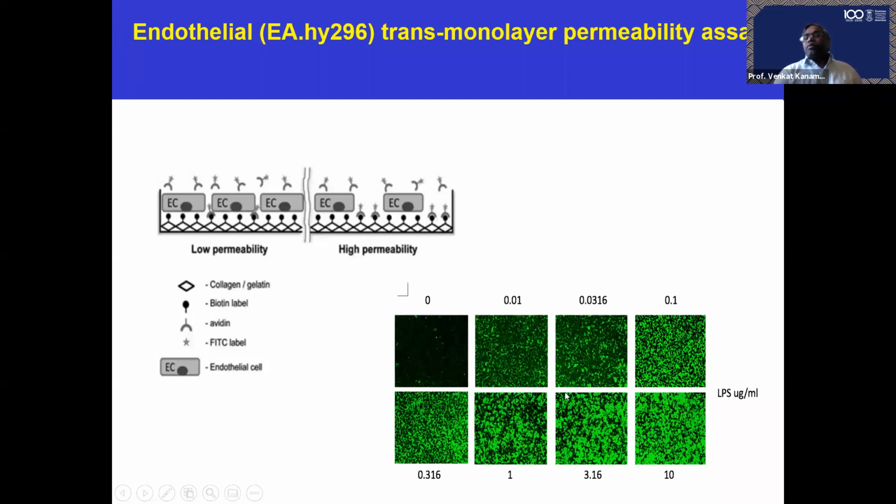So we have done that by using LPS. We stimulated endothelial cells, shown here, this is a cell line, and then studied the streptavidin passing through the gaps. The green indicates more permeability. When we increase the dose, we see an increase in the green color, indicating an increase in permeability.